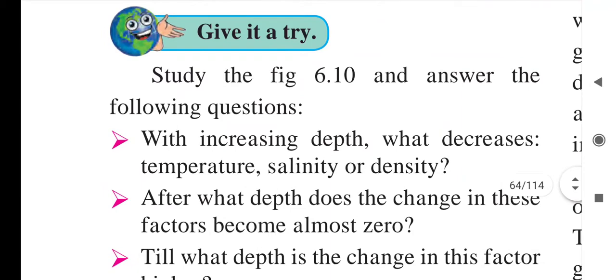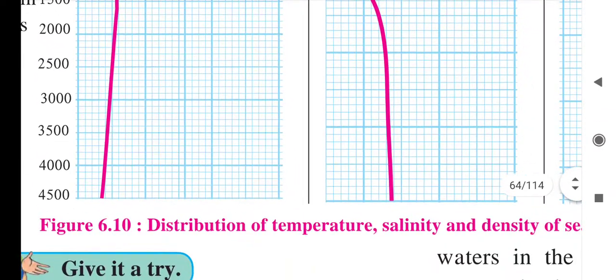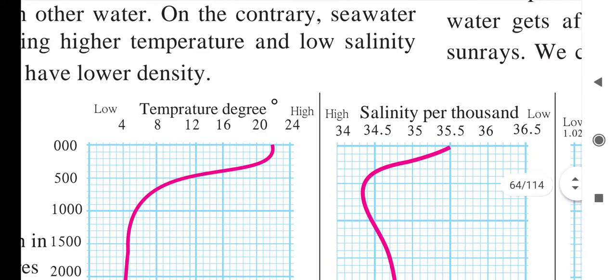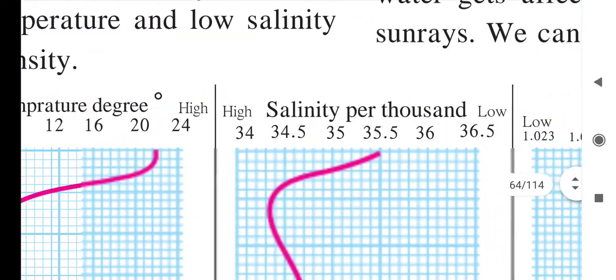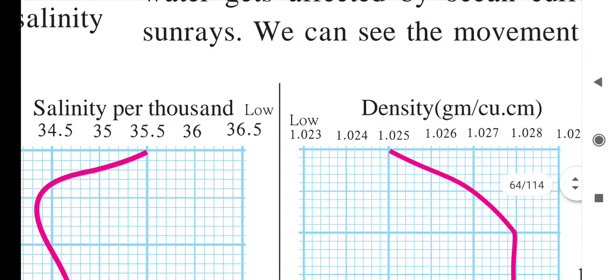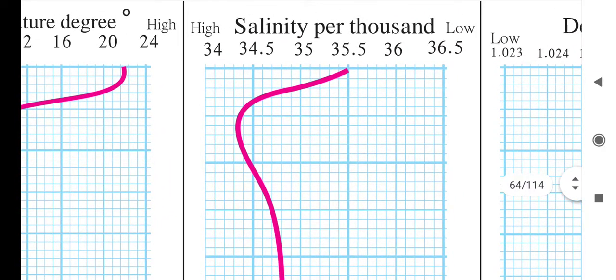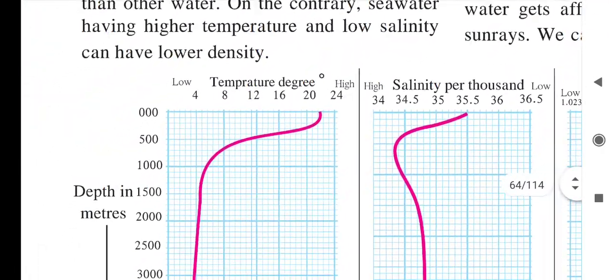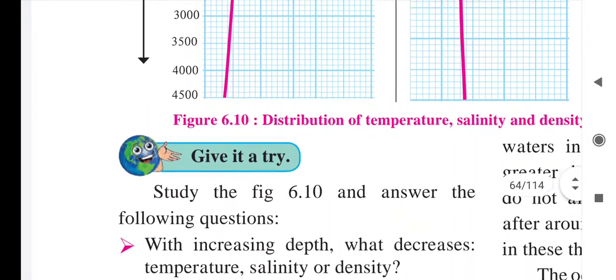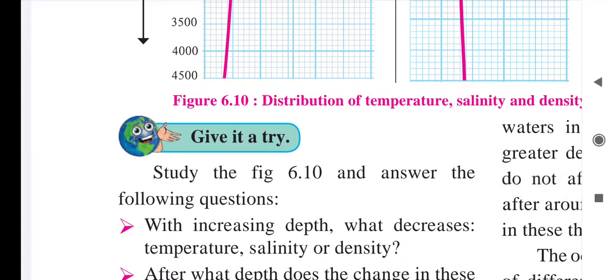See, study figure 6.10 and answer the following questions. With increasing depth, what decreases: temperature, salinity or density? Here is the distribution of temperature, the distribution of salinity, and the density. Three columns are given, so we have to study them. First we will see the temperature. So we will see here.